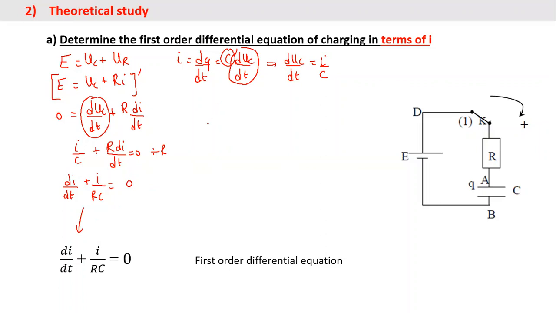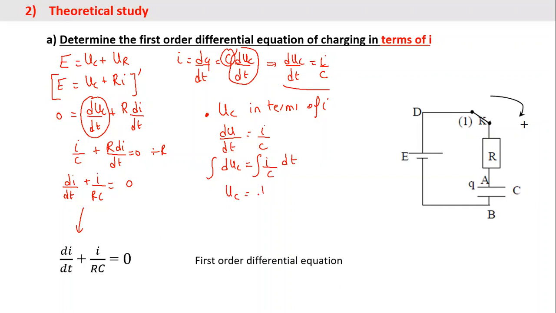Now, sometimes they can ask us to find UC in terms of I first. So if I want to find UC in terms of I, how can we find it? We have duC by dt equal to I over C. That's it here. So this means that duC equals I over C dt. In order to find UC, I can take the antiderivative on both sides. So we'll have UC equal 1 over C times the integral of I dt.